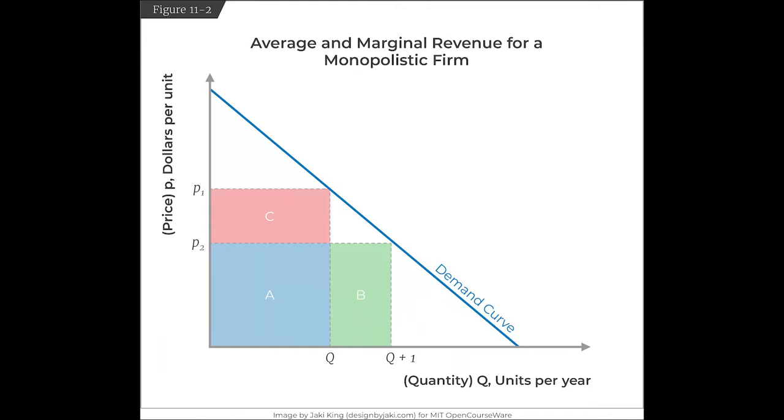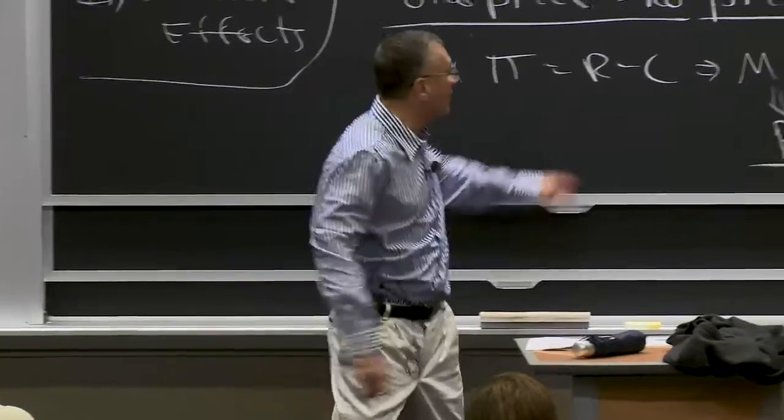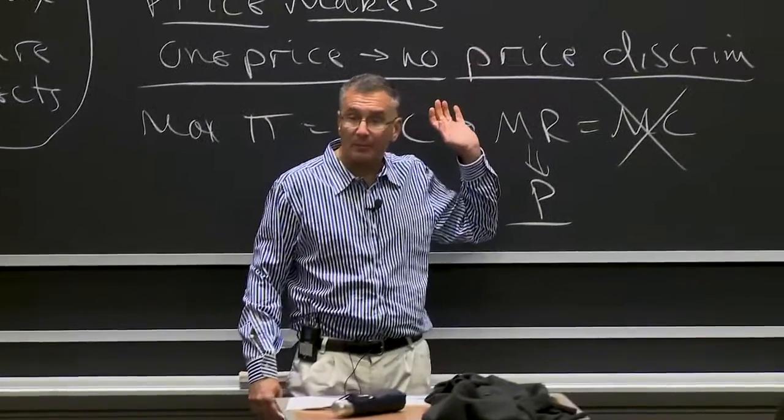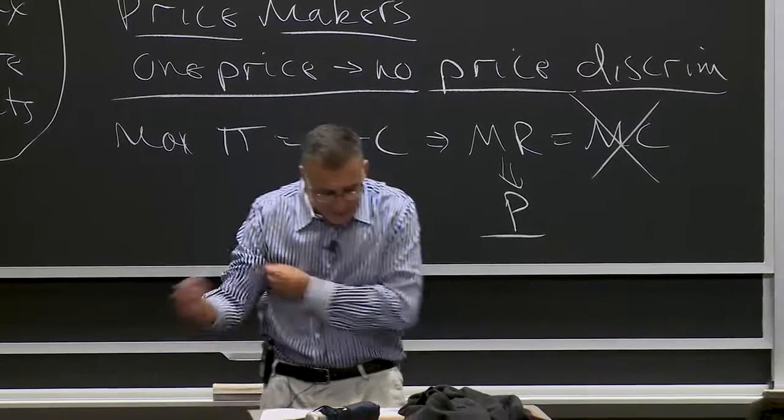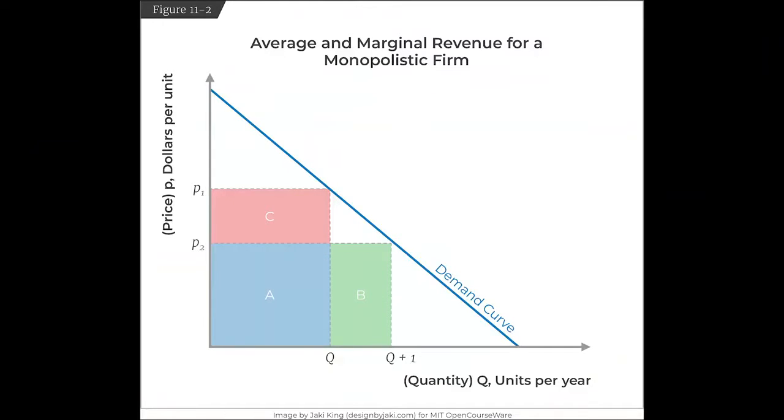So, 1 and 2. One, you'll sell a second unit, that's the area B. Two, you will lose money on all the other units you sold, because now you have to lower the price. Because remember, there's only one price. So basically, you used to make A plus C. Now you make A plus B. You've added B, but you've lost C.